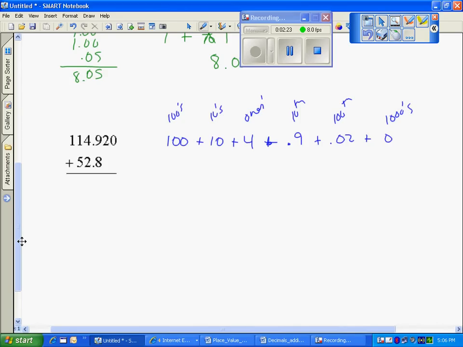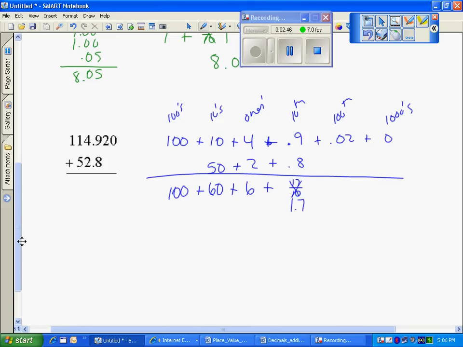Second number, I have 50 plus 2 plus 8/10. Combining, I get 100 plus 60 plus 6. Looking at my tenths column, I have 17/10, which is the same as 1.7, or 1 7/10.